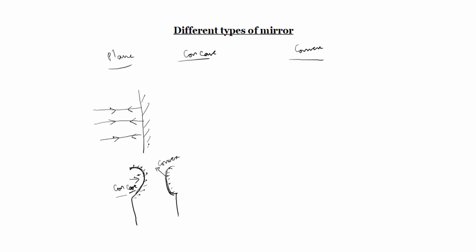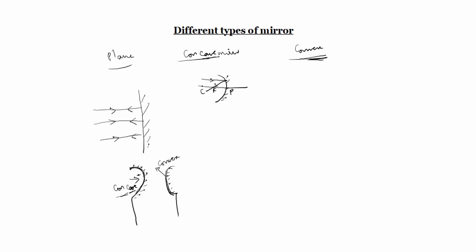So concave. Now we will draw the concave mirror. Inside is the polished one, outside is the silvered one. So I have to silver this one. This is C, the center of curvature, F, and this is P. Parallel rays of light fall on the concave mirror. They converge at a point called the focus, the principal focus. The arrow comes this way, and goes this way.